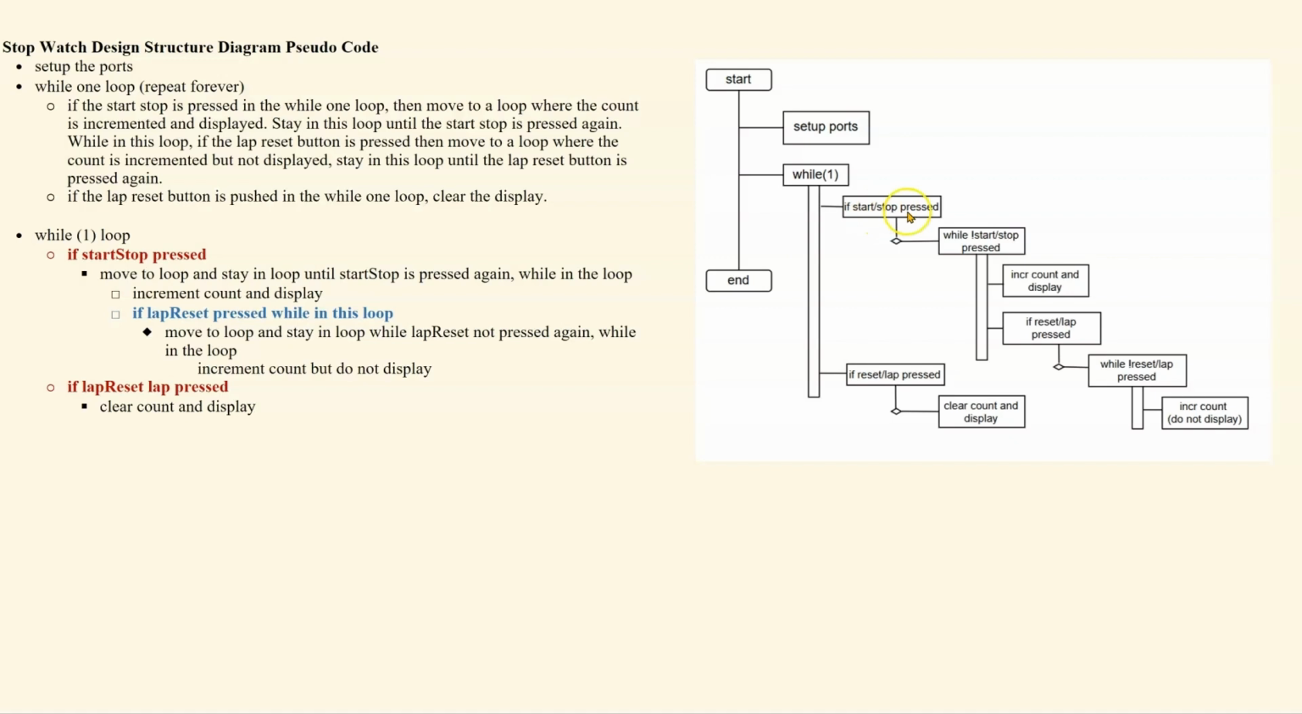If the start stop is pressed, then we will go into the second loop here and stay here while start stop is not pressed a second time. We increment the count and display. If the reset lap is pressed, then we will wait for a second reset lap button press. While doing that, we will increment the count but not display. If the clock is stopped and the reset lap is pressed, we will clear the count and display.